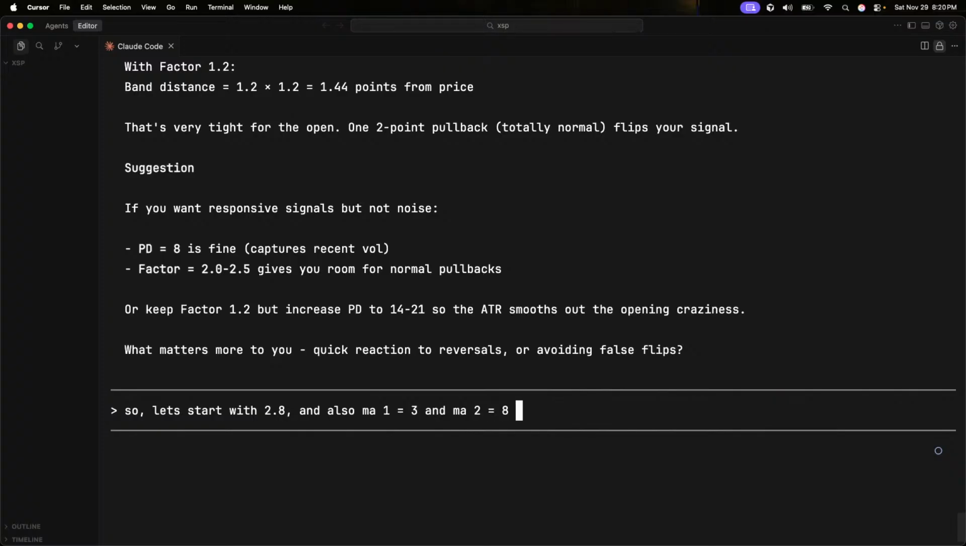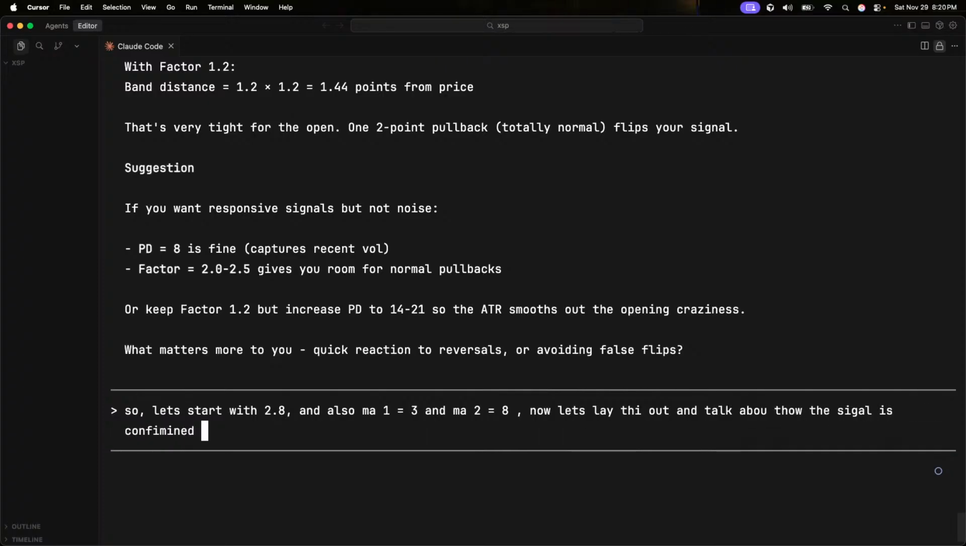All right. Now let's lay this out and talk about how the signal is confirmed before we enter either a call or put position.